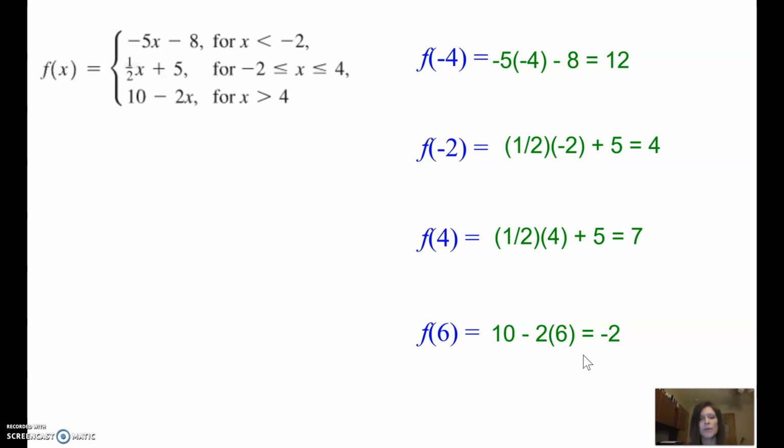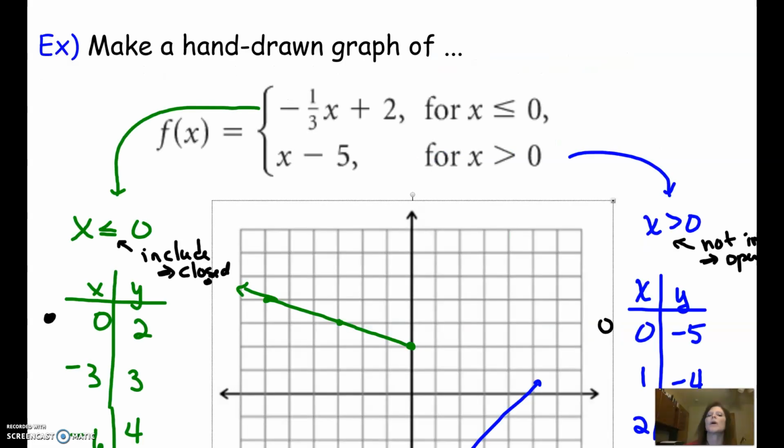So we want to be able to evaluate these, and we want to be able to graph them. So here I have a kind of simple one. I have a two-part formula, and they're both linear, plain x's. So it's broken at 0. It says for x less than or equal to 0, we'll use -1/3 x plus 2. If x is greater than 0, we'll use x minus 5.